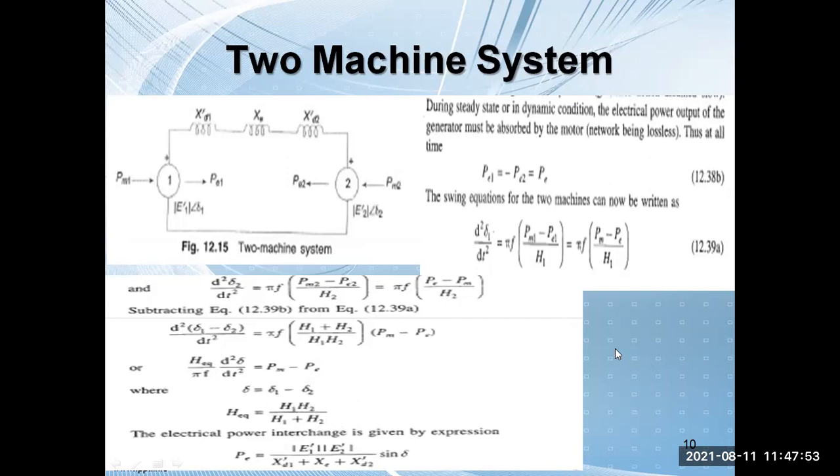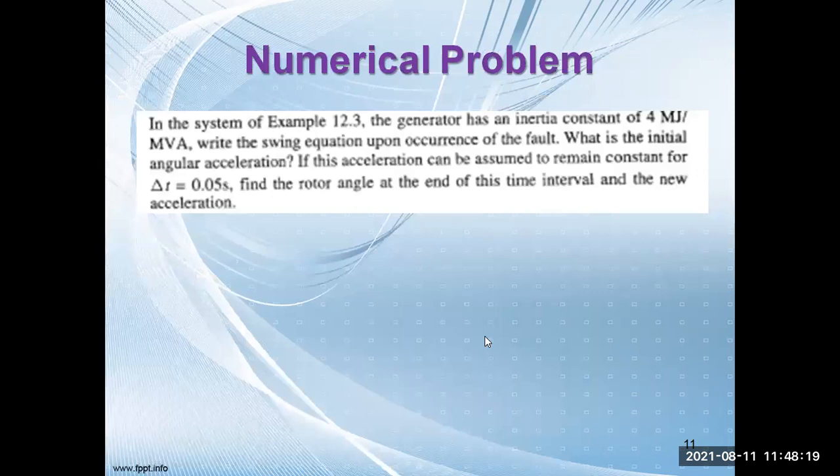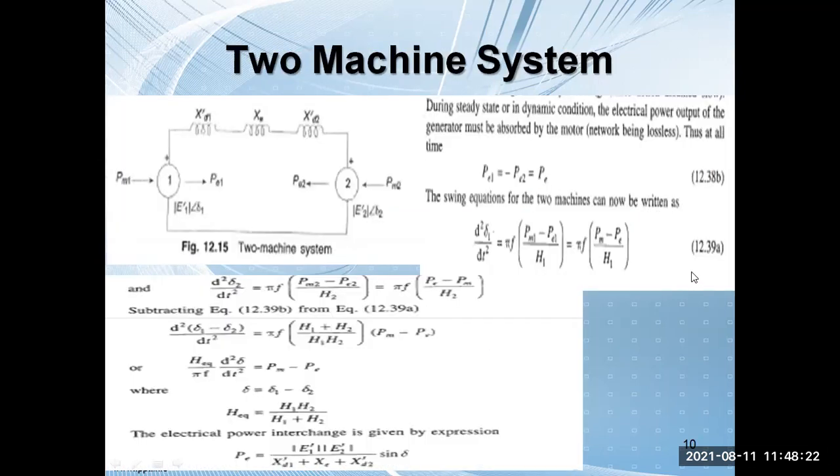Now the electrical power interchange, that means the electrical power output from this combined system, will be EV by X into sin delta. So what is EV by X? E1 dash into E2 dash, this is E into V, because these are the two terminal voltages. And then the net reactance is X dash D1 plus XC plus X dash D2, into sin delta. So this is basically the power output equation of the two machine system.